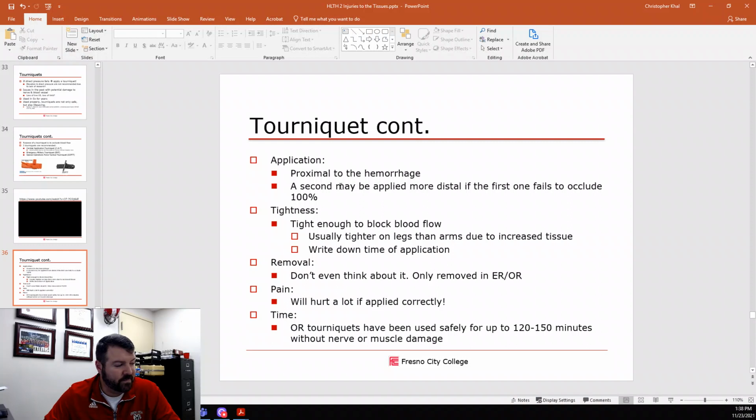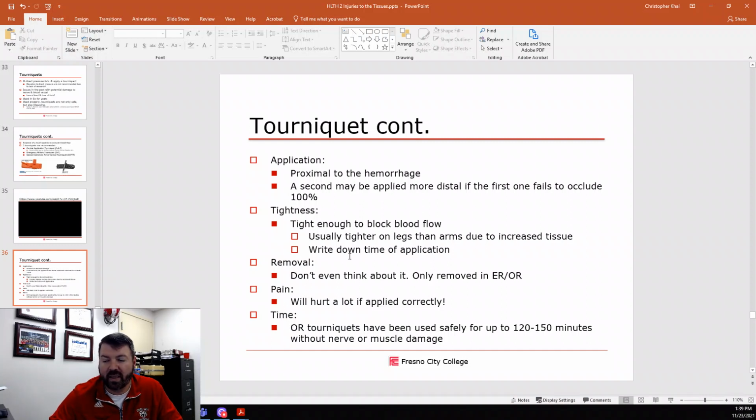Let's say, theoretically, an auto accident, and they lose their leg at the ankle. You can put a tourniquet on at the thigh, really proximal, great. Or you put it on below the knee. Let's say below the knee. That slows down the bleeding a lot, but you still need to stop it, so you put another tourniquet on the thigh, or maybe a third, for the amount of bleeding they've got, because those muscles are so big. As for tightness, you're again putting it on enough to block blood flow, fully occlude it. It's going to hurt like hell if they're conscious.